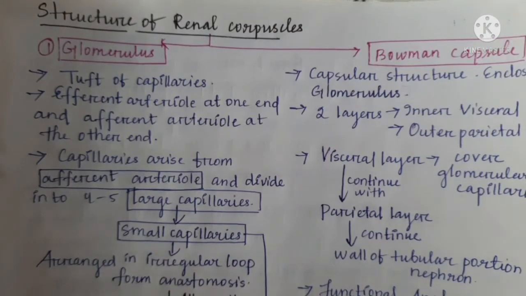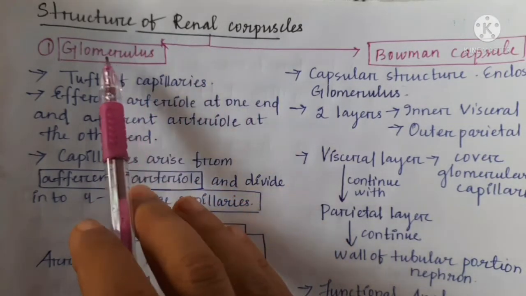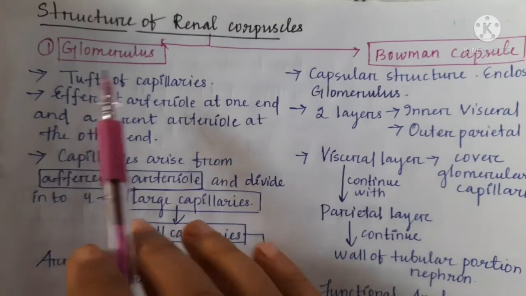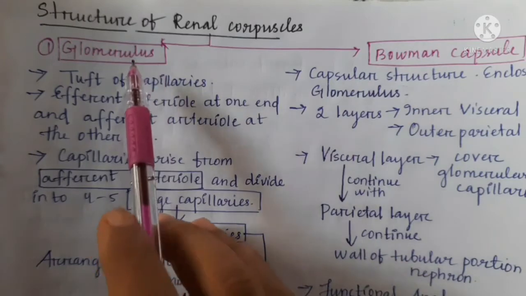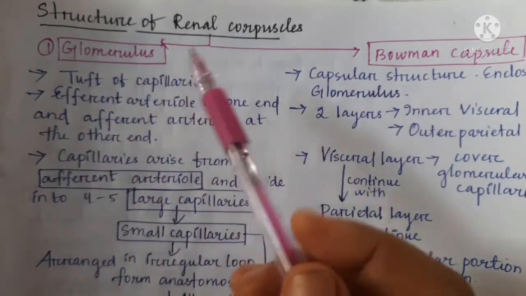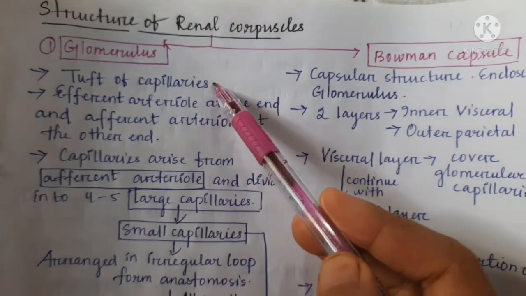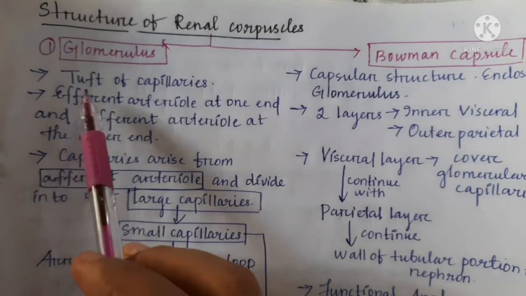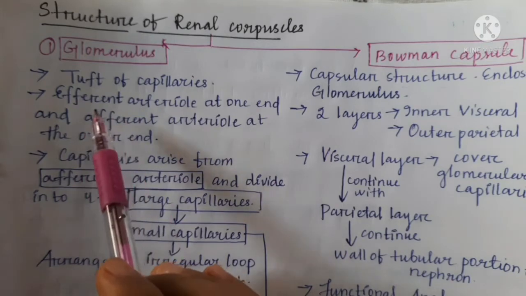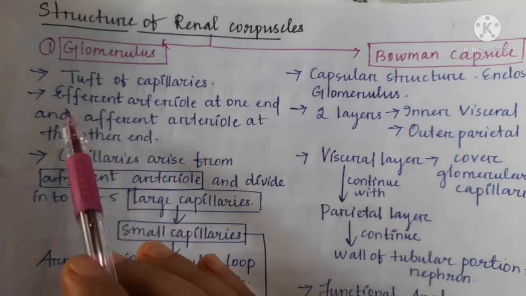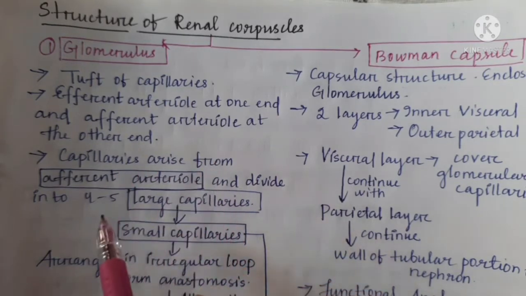Then come to the structure of the renal corpuscle. The renal corpuscle is divided into two parts, that is the glomerulus and the Bowman's capsule. Let's come to the glomerulus. I have made this in a schematic format which will be easier to understand and write in the examination. Glomerulus is a tuft of capillaries and it has an efferent arteriole and an afferent arteriole. Efferent arteriole is at one end and afferent arteriole is at the other end.